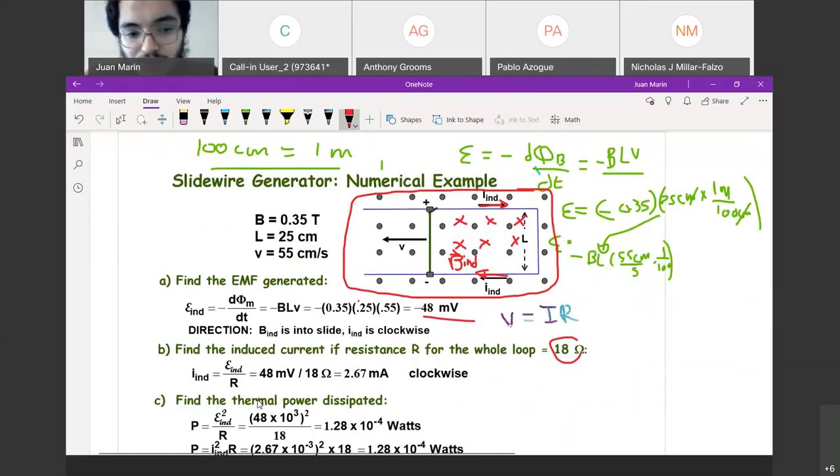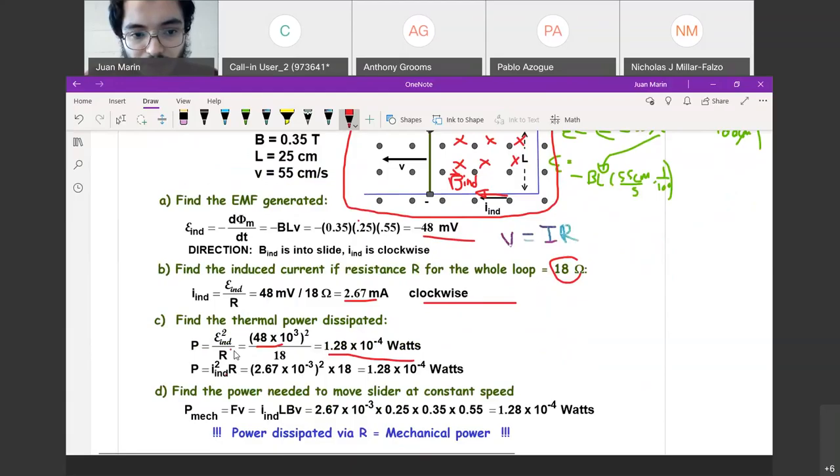Okay, then they ask you for the power dissipated in the wire. So you use the power equation, which is the voltage squared divided by the resistance. Substitute the values for EMF and resistance. You get 1.28 times 10 to the negative 4 watts. Of course, you can also use the current because you already know what the current is. It's going to be 2.67 milliamps in the clockwise direction. So you can use both equations, I squared R or V squared over R.